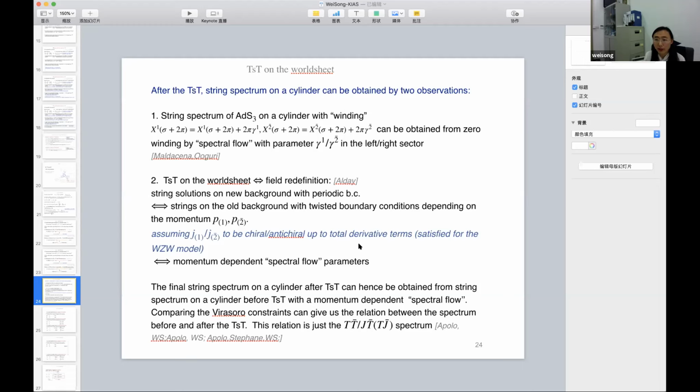And this boundary condition actually depends on the deformation parameter as well as the two U(1) directions, the momentum along these two U(1) directions. This process can be realized by some momentum-dependent spectral flow transformation. And by doing field redefinition and spectral flow, one can relate the new spectrum to the undeformed spectrum.